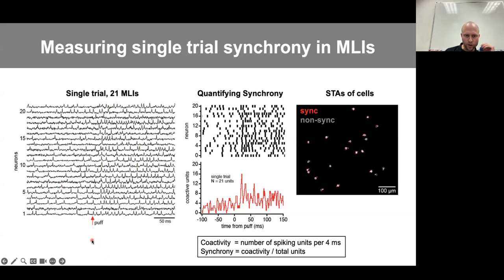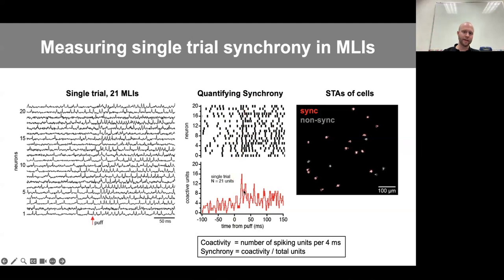And so what you can appreciate from this trial is that after I give the air puff, there's this lining up of spikes across the MLIs. Now we can look at that a little bit more clearly when we plot the spike times as a raster, which is shown over here. And what you see when we do that is after time 0, when the air puff comes in, there's this synchronization of spikes in this population of cells.